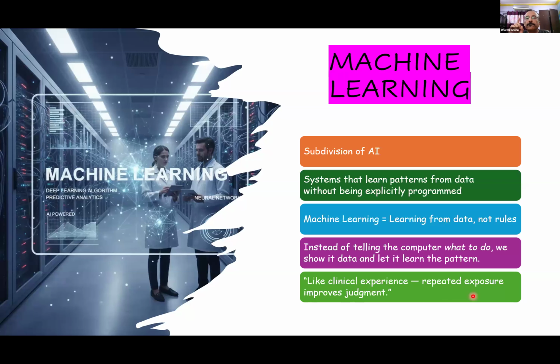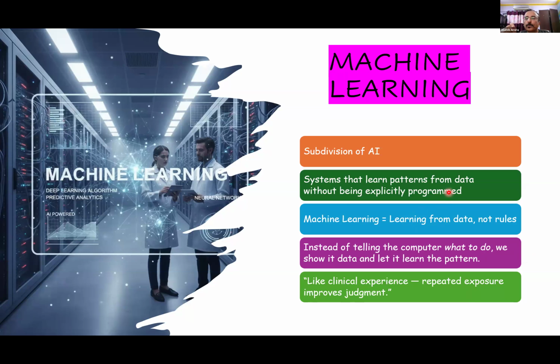Now let's understand the first subset of artificial intelligence, that is machine learning. It is a subdivision of AI where the systems are programmed with the help of various data, and they are not explicitly programmed as we used to write software programs in the past. So machine learning, my dear friends, is essentially learning from data, not rules.